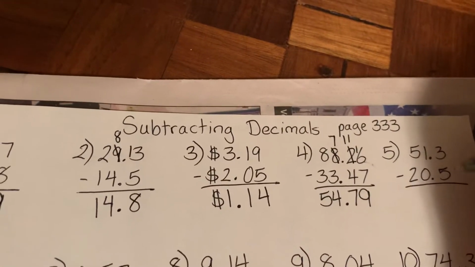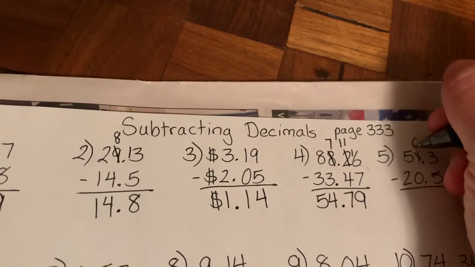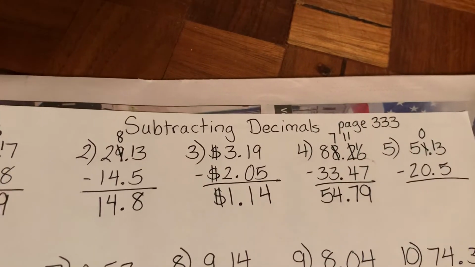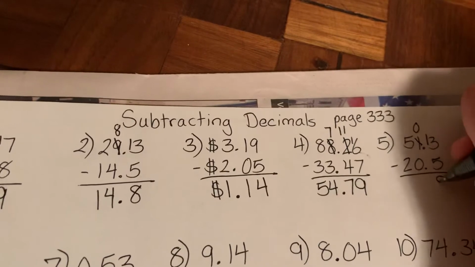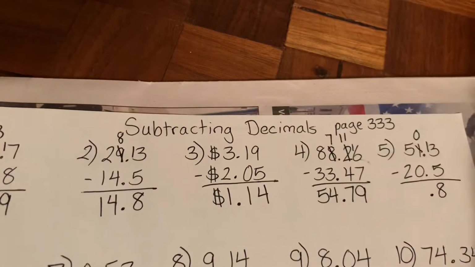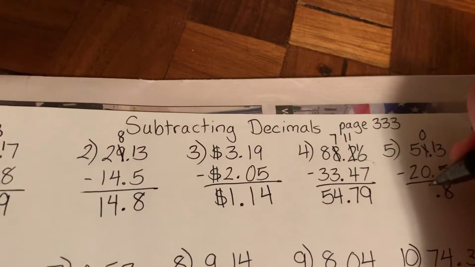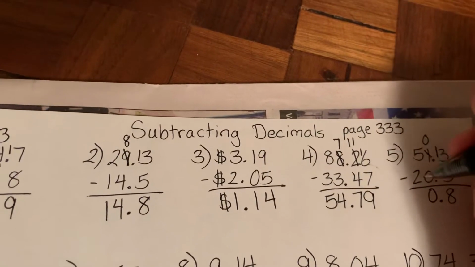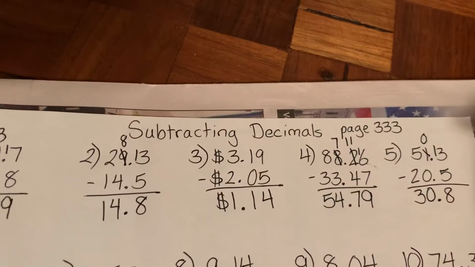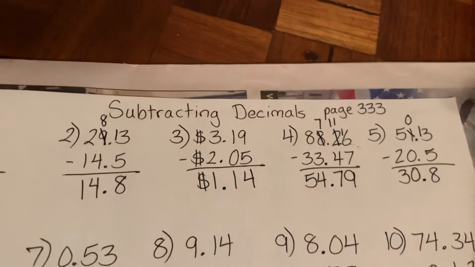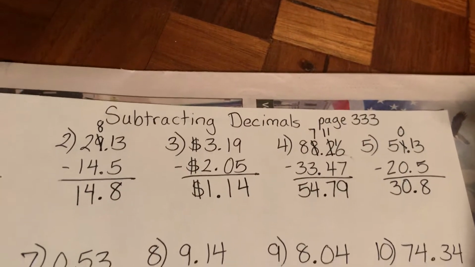Number 5, 51.3 minus 20.5. 3 cannot take away 5, so I need to borrow. Now I have 13 minus 5, which is 8. Bring down the decimal point. 0 minus 0 is 0. 5 minus 2 is 3. So the answer is 30.8 or 30 8/10.